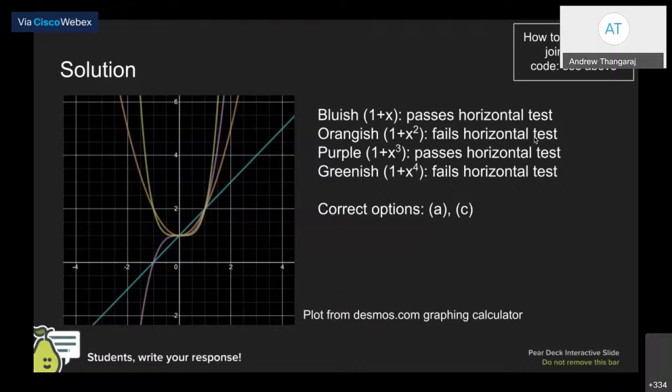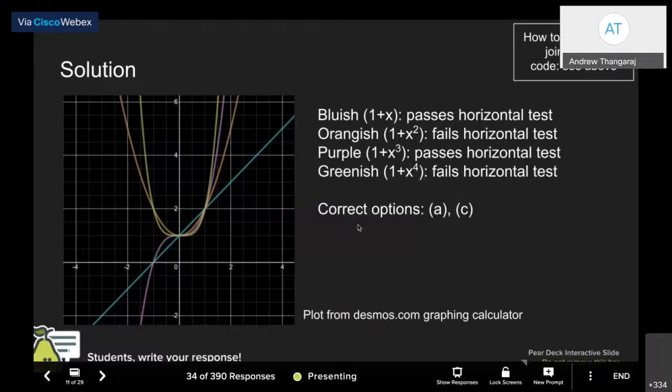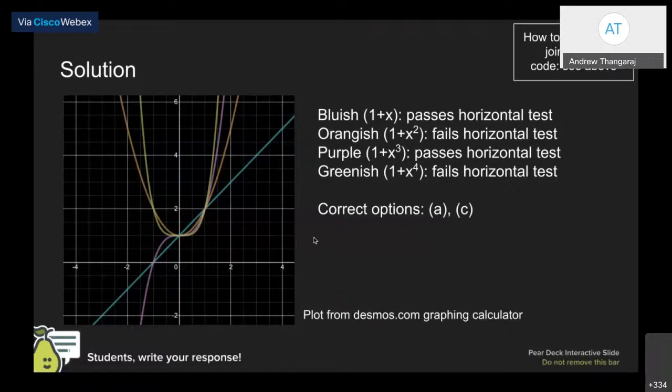Only when you have things like 1 plus x squared, where for instance x equals minus 2 and x equals plus 2 both give you the same answer, does it fail. So don't look so close to x equals 0. It's better to go a little farther away, and then you will get a better view.